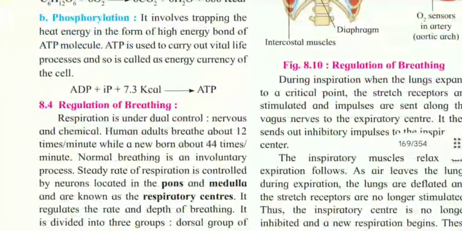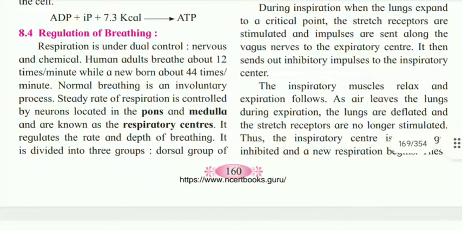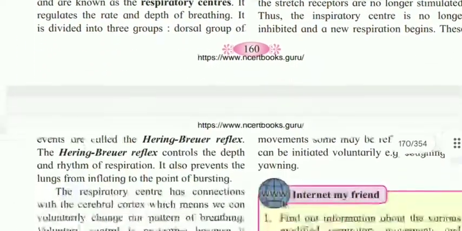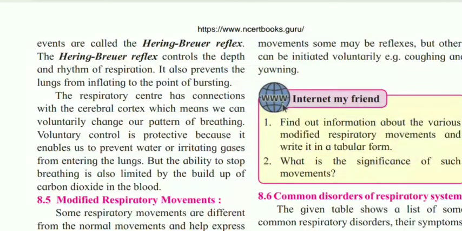Regulation of breathing. During inspiration, when the lungs expand to a critical point, the stretch receptors are stimulated and impulses are sent along the vagus nerve to the expiratory center. It then sends out inhibitory impulses to the respiratory center. The inspiratory muscles relax and expiration follows. As air leaves the lungs during expiration, the lungs are deflated and the stretch receptors are no longer stimulated. Thus, the inspiratory center is no longer inhibited and a new respiration begins. This event is called the Hering-Breuer reflex. The Hering-Breuer reflex controls the depth and rhythm of respiration. It also prevents the lung from inflating to the point of bursting.